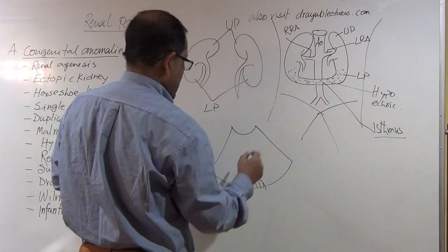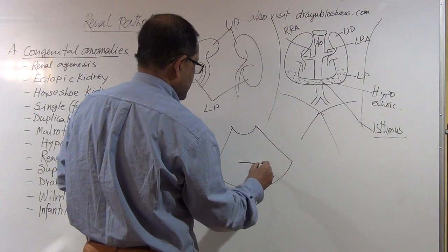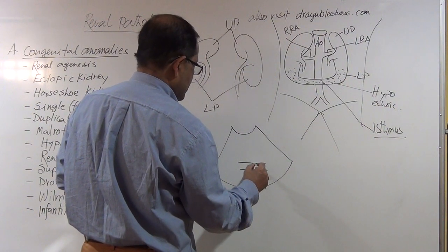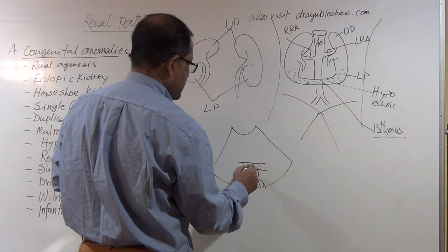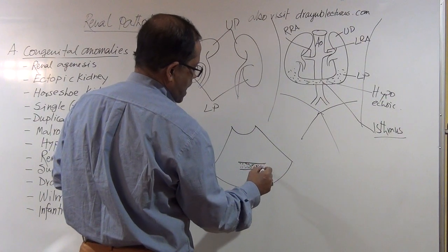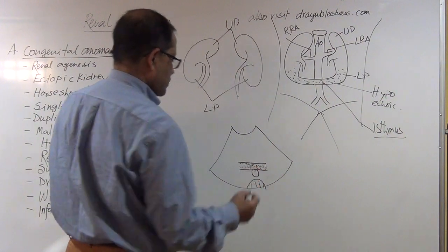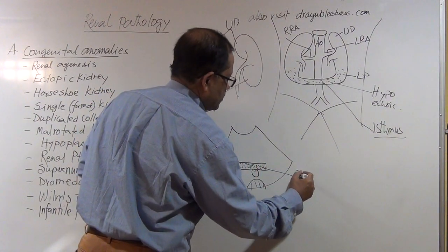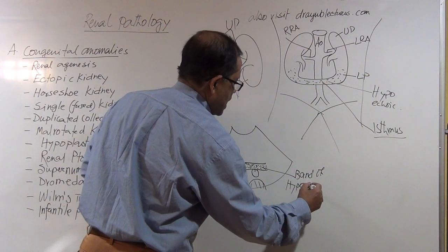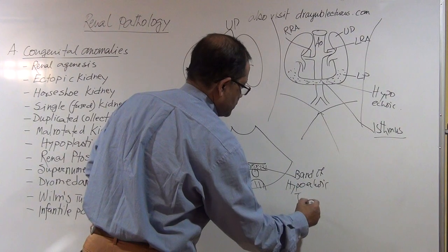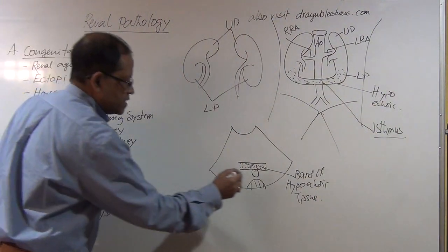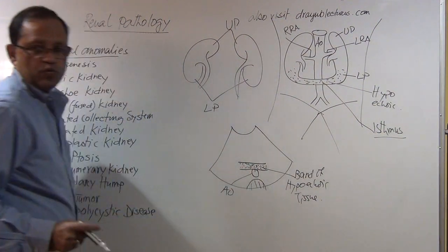And anterior to the aorta, you will see there is a hypoechoic mass. You feel like there's a band of hypoechoic tissue. Okay? This is a band of hypoechoic tissue. If you see this, this is the aorta, then you have to look for the kidney.